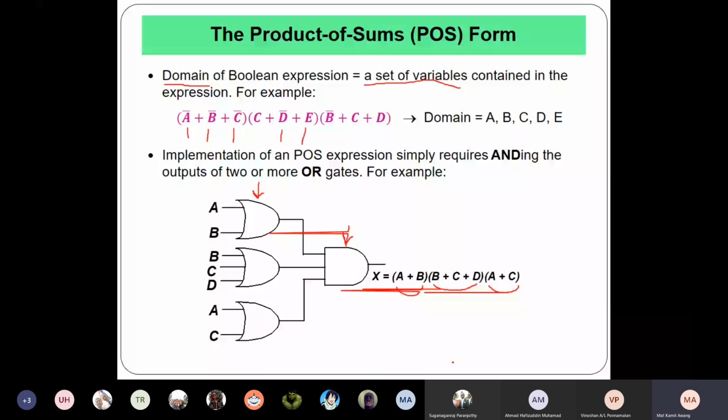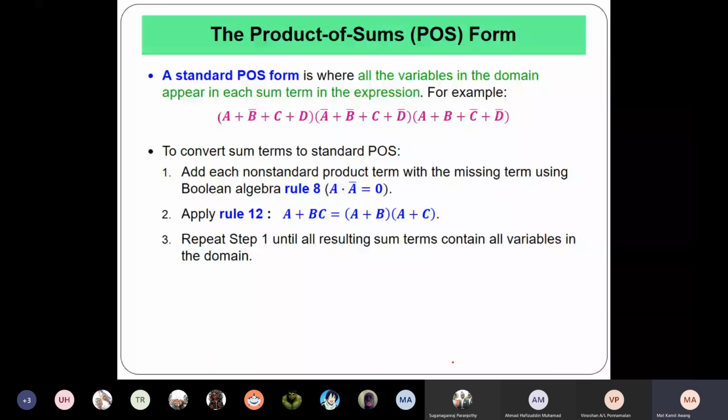So a standard POS form is where all the variables in the domain appear in each sum term or in the expression. For example, this is actually a standard POS because you have four domains. You have A, B, C, and D. So all terms are present in the sum. So for this one, you have all four. This one also, you have all four. This one also, you have all four. So this is called a standard POS form.